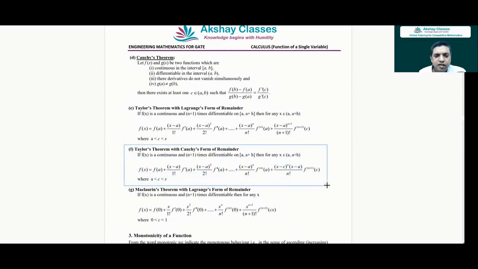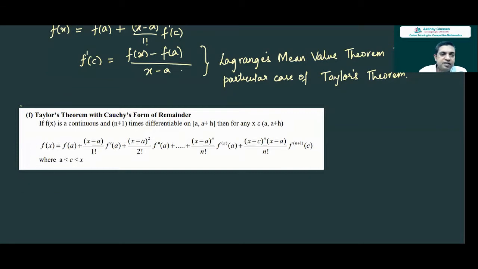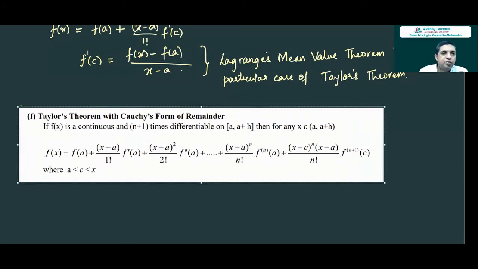This is a little different. However, most popular for our purposes, without going too deep into these series, we stick to Lagrange's form of remainder, but we should know the Cauchy's form of remainder. All terms remain the same except for the last one. In the last one, instead of having x minus a whole power n plus 1 by n plus 1 factorial, we have a different term here.